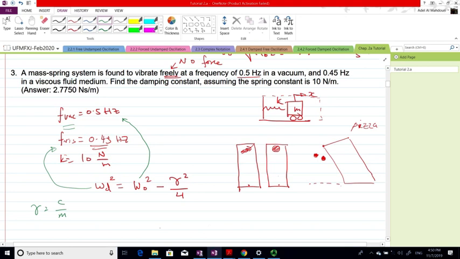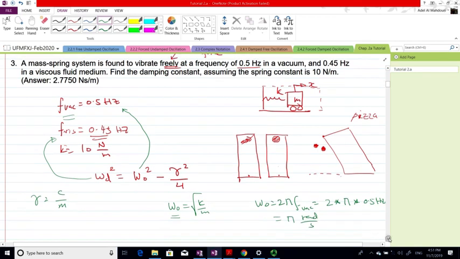So omega naught would be square root of K over M. But this one is given, which is omega naught is equal to 2 pi f vacuum. And that one will be 2 multiplied by pi multiplied by 0.5 hertz. And what you'll get? Half of 2 is 1, then we'll have pi radians per second.